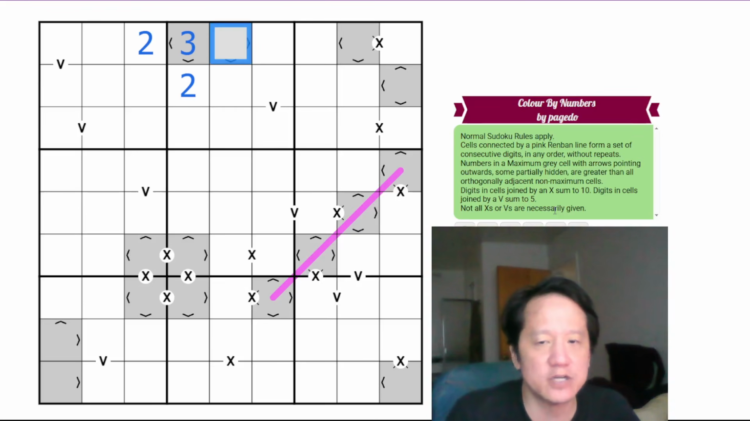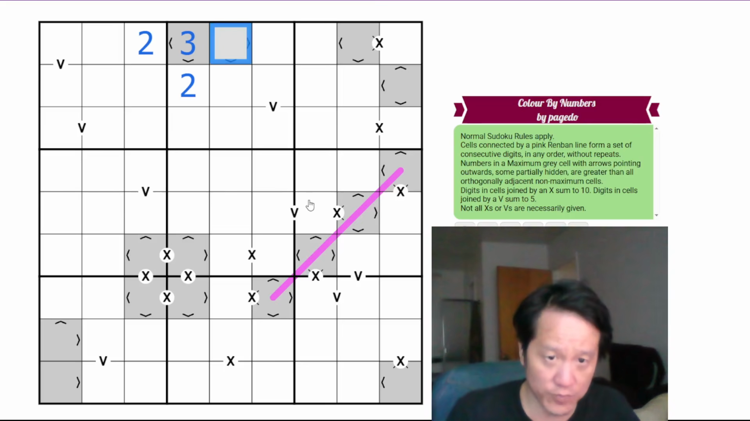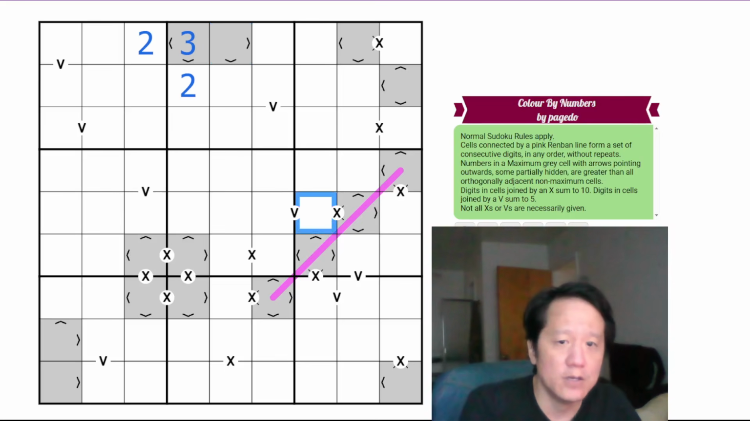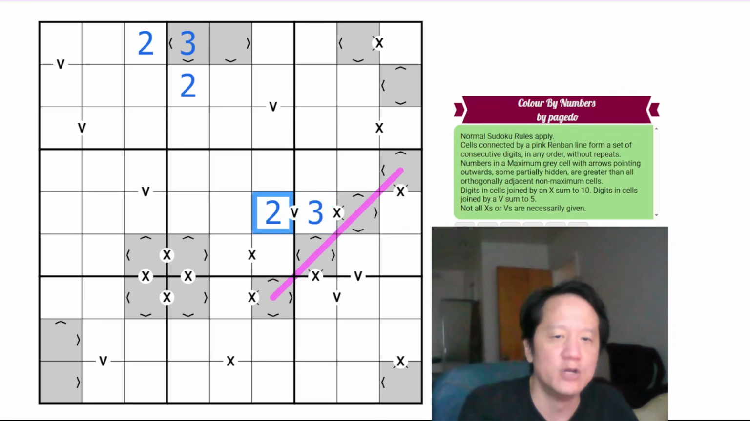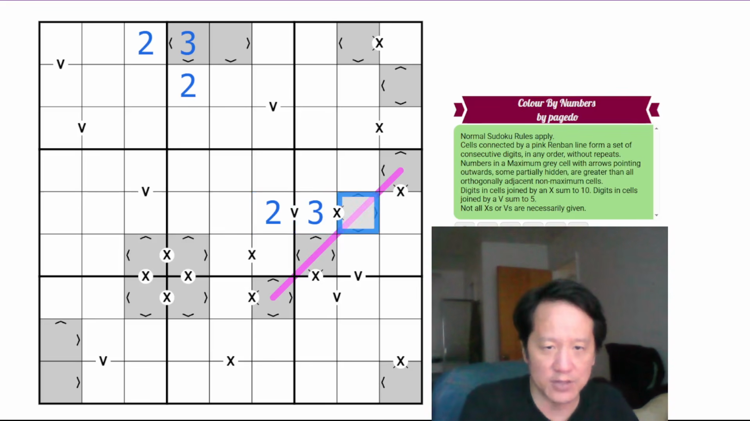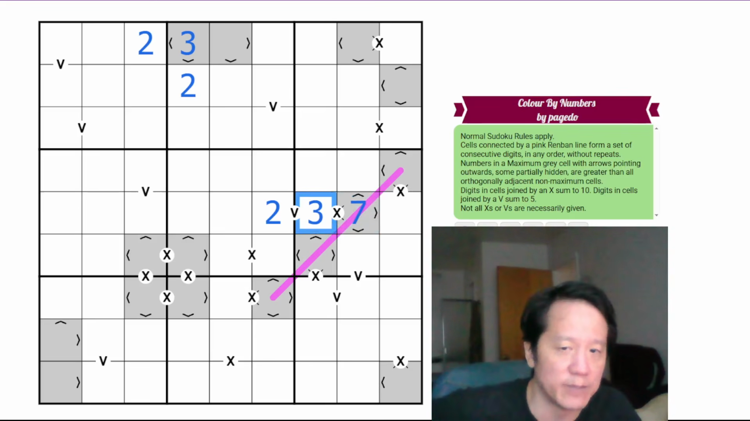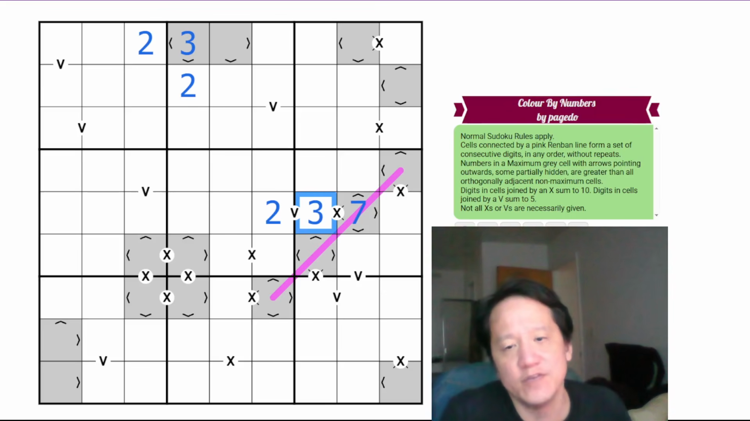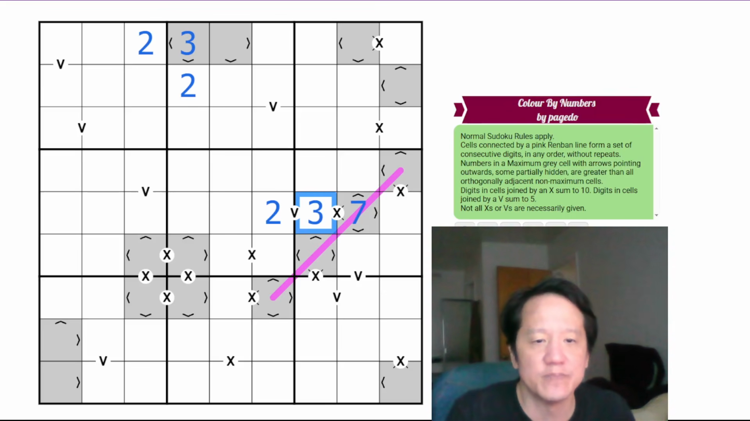We have digits in cells joined by an x summed to 10, and digits in cells joined by a v summed to 5. So for example, if this were a 3, this would have to be 2, because these two digits must add up to 5, because there's a v between them. And this would have to be 7, because these two digits must add up to 10, because there's an x between them. And not all x's or v's are necessarily given. And those are all the rules.